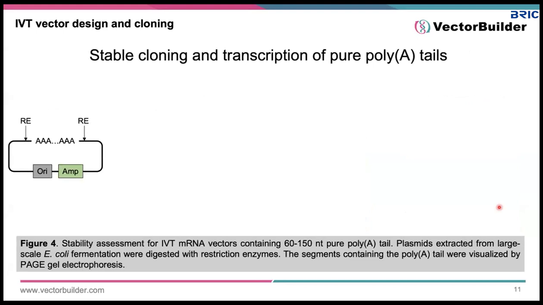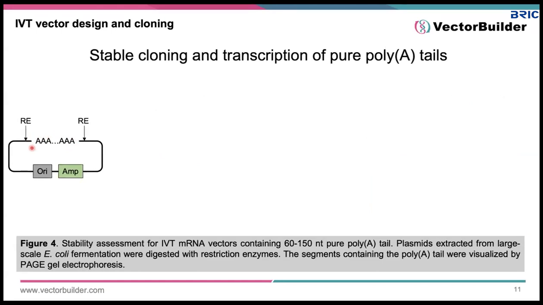how difficult would it be to clone such a long polytail into a plasmid? If you have good cloning experience, you will immediately recognize that cloning a long, homogeneous pure A region into a plasmid will make the plasmid rather unstable. And that is true with a conventional IVT mRNA backbone.